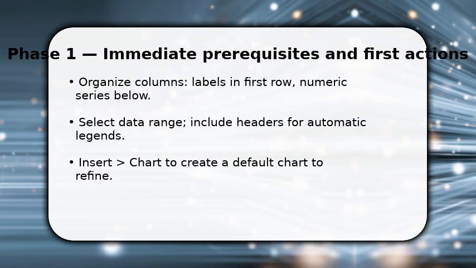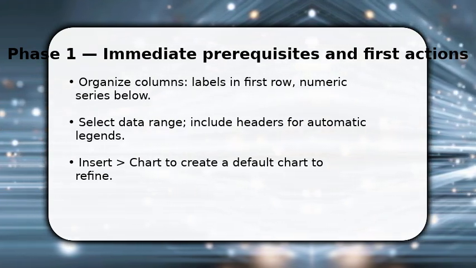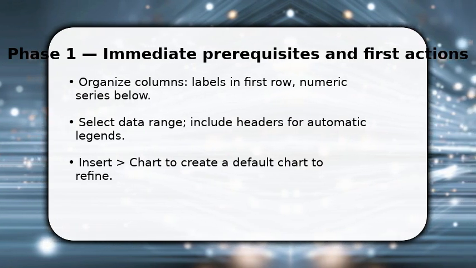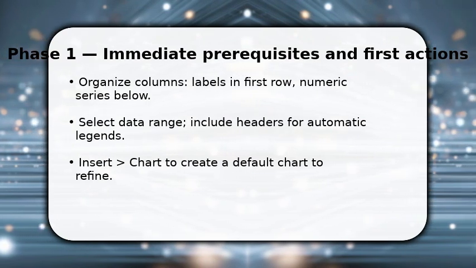This first chart acts like a scaffold. It gives you immediate feedback about data shape and outliers. Make sure to eyeball axis scales now, since that initial view guides subsequent type and formatting choices.